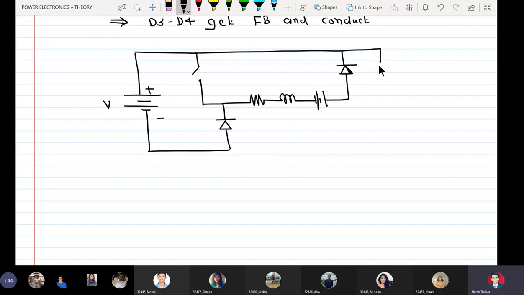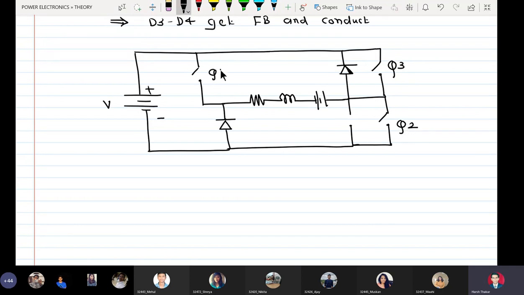Here Q3 is fired, but it is remaining reverse biased because of polarity. Here we have the transistor Q2, which is remaining open circuit because base drive is not given to it. Sorry, not like this. This is my transistor Q2. Q3 is fired, but it is reverse biased. Q2 is not having a base drive. Q1 is not having a base drive. And again, because of the polarity of the inductor, Q4 is also not able to conduct.